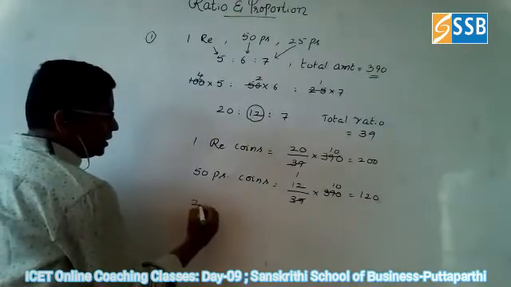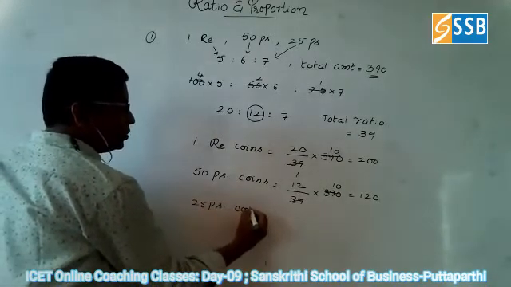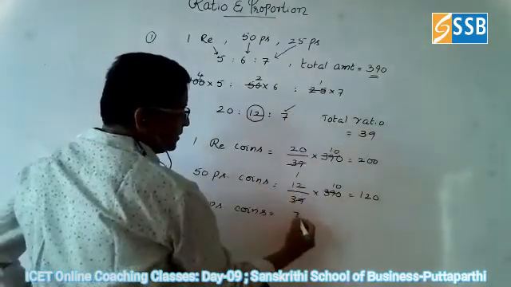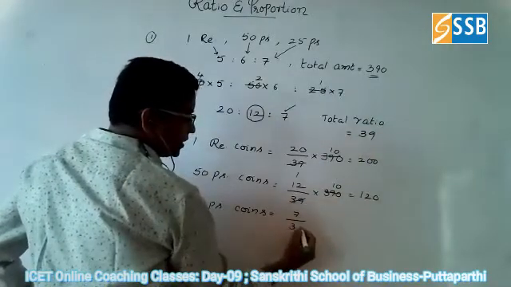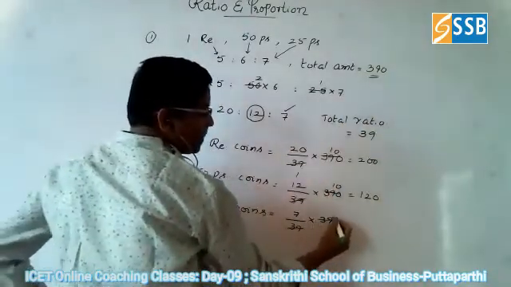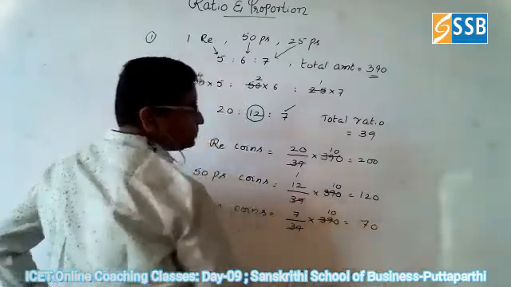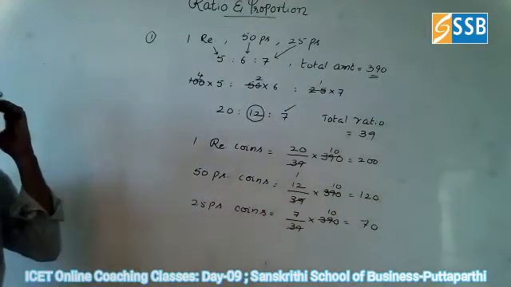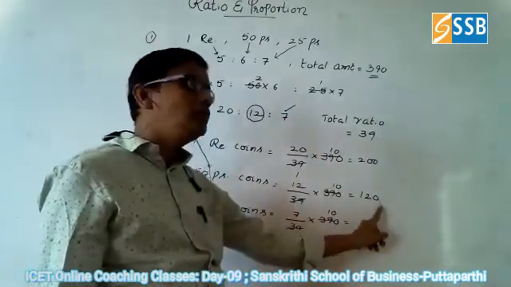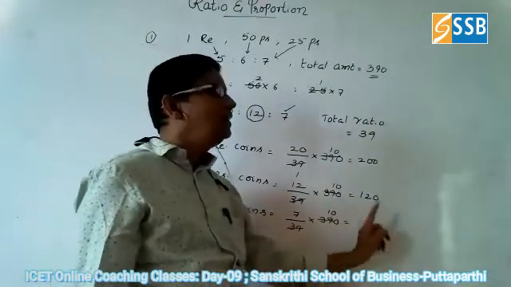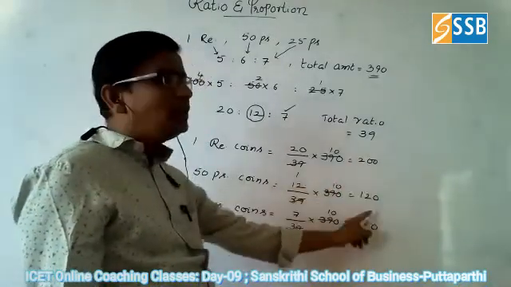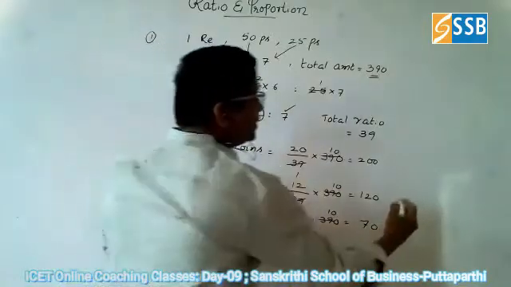Now you can go for 25 paise coins. The 25 paise part is 7. 7 divided by the total ratio 39, into 390. Among 390 we want to find out 7 parts. So this is the answer. How many 1 rupee coins are there? 200. How many 50 paise coins are there? 120. How many 25 paise coins are there? 70. So like that, you calculate the answer. Otherwise, you can do the simplification here. 25 1 rupee coins is nothing but 200 rupees.